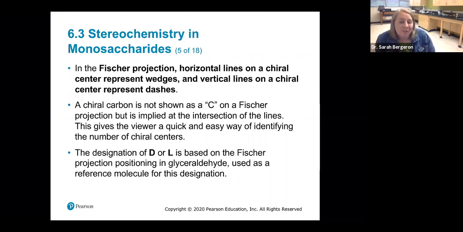Now, these Fischer projections have designations. They're either designated D or L. And we're going to talk about why they're D or L. We're going to use the model reference molecule called glyceraldehyde.